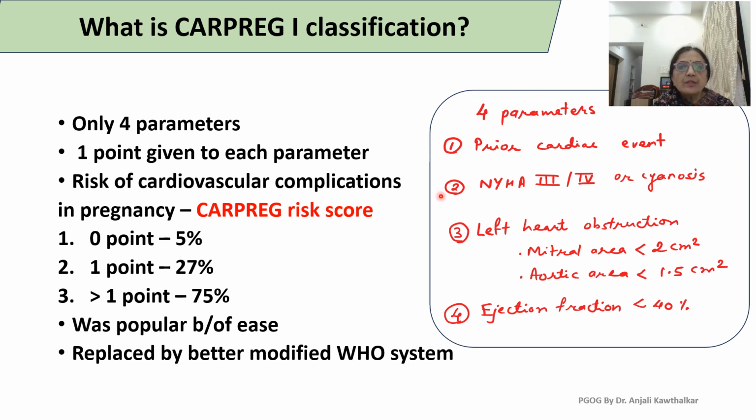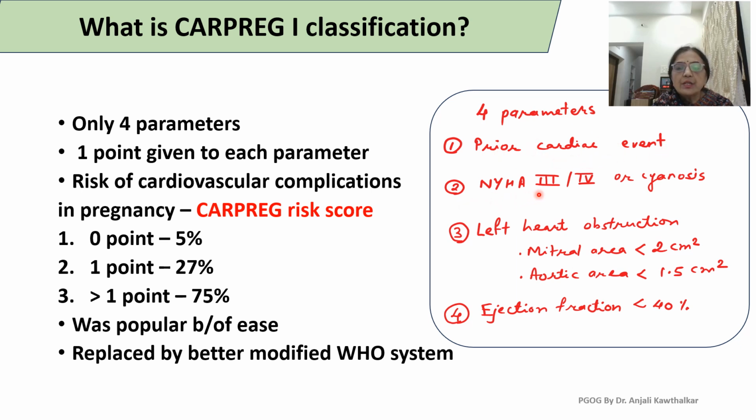What are the four parameters which were considered in CARPREG 1 classification? First was prior cardiac event, such as patient has a history of ICU admission, heart failure, pulmonary edema, and requiring intensive care. All those were considered under prior cardiac event.